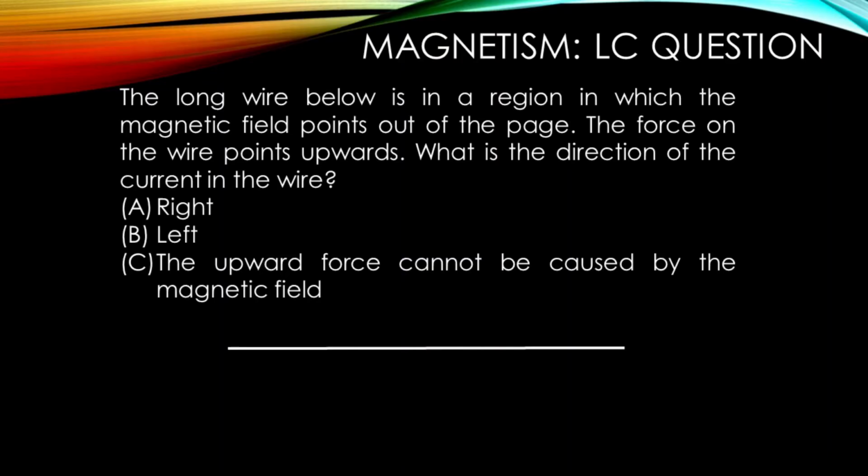Okay. Moving on. This one says the long wire below is in a region in which the magnetic field points out of the page. The force on the wire is upwards. What's the direction of the current in the wire? Same kind of question, just a little bit different orientation of the magnetic field and the force. So go ahead and talk about this one.